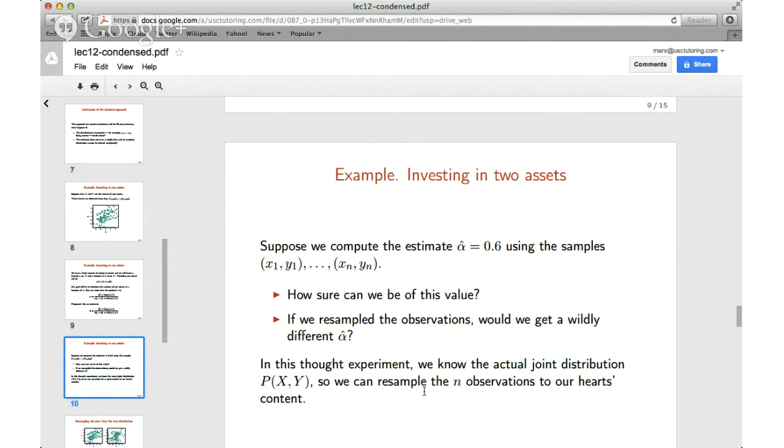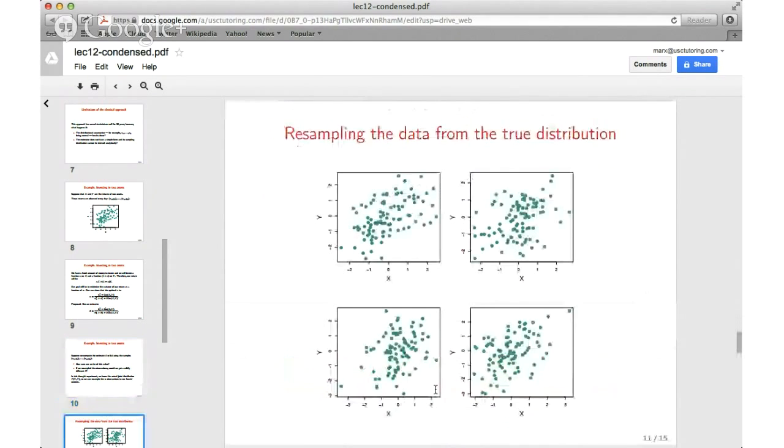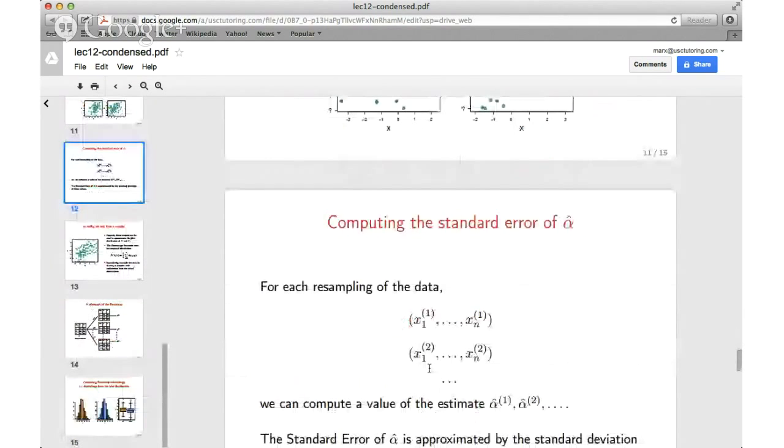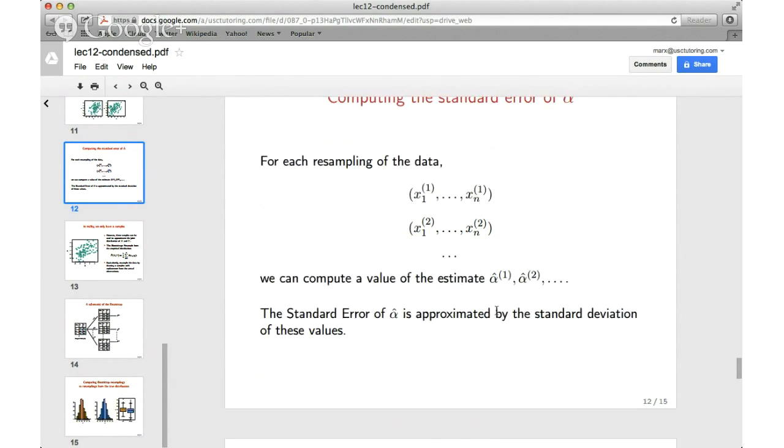So in this thought experiment, we know the actual joint distribution, and we can resample from the distributions to our heart's content. But usually in real life, you need some assurance. So what you can do, if you have lots of data available to you, is keep resampling the data to get to the true distribution. Now, computing the standard error of alpha: how would you compute the standard error of this alpha hat that we estimated? The standard error of alpha hat is approximated by the standard deviation of these values.